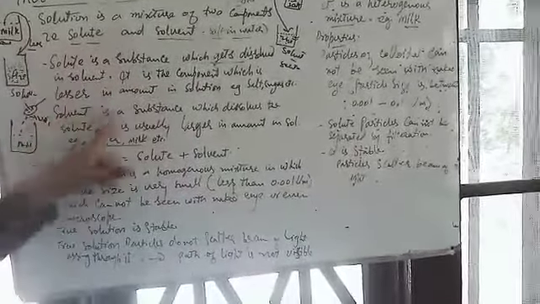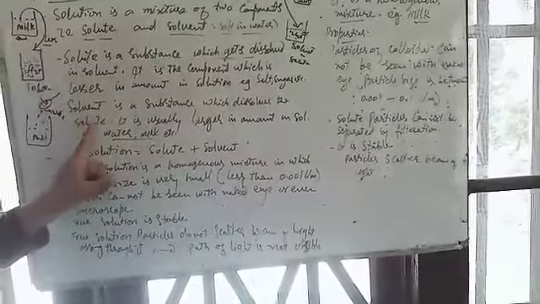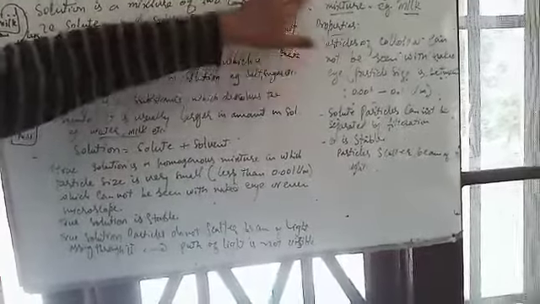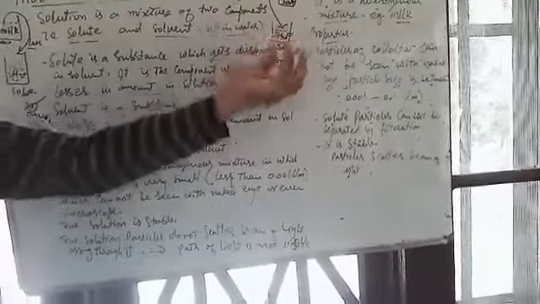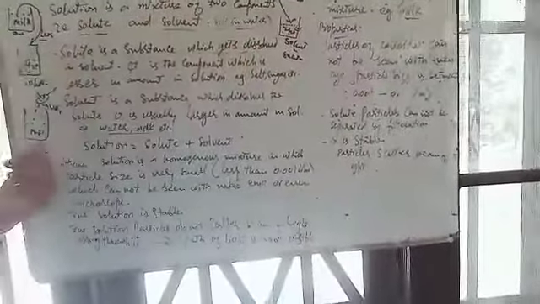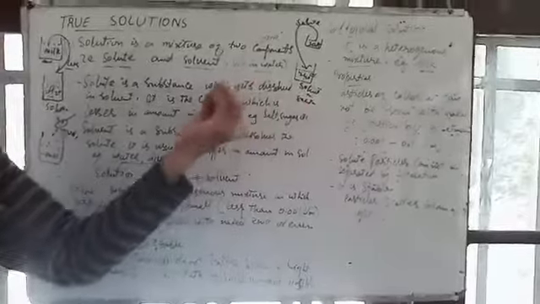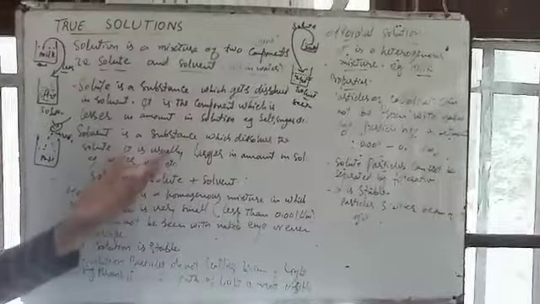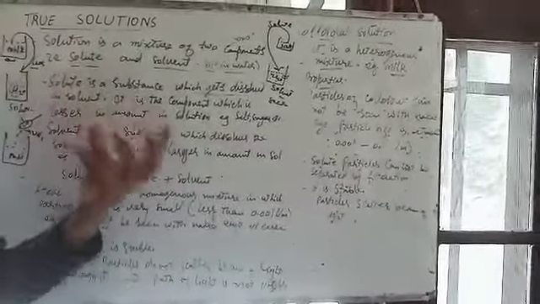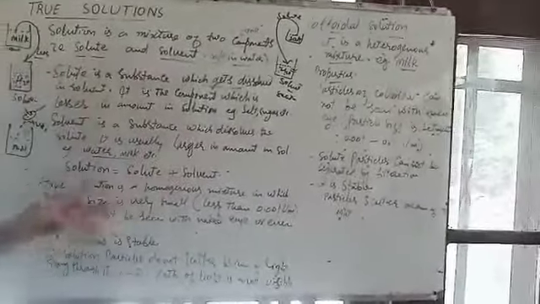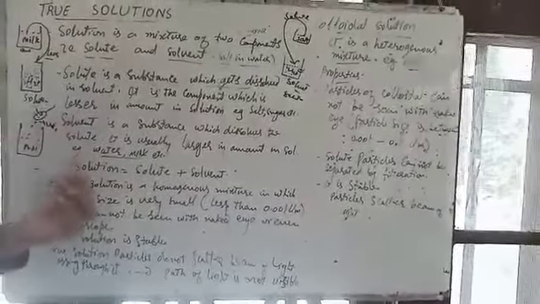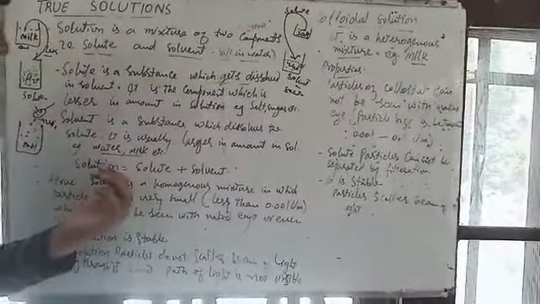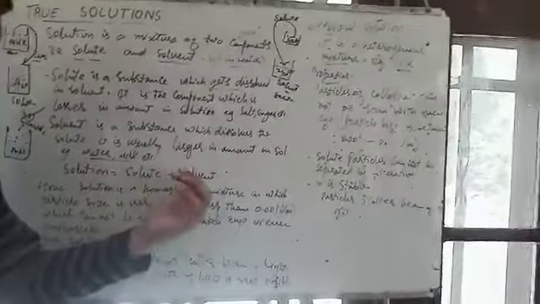Next, what is solvent? Solvent is a substance which dissolves the solute. It is a substance in which the solute gets dissolved. That is water here, or water here, or here milk. It is usually larger in amount. The substance which is larger in amount is the solvent. Either it may be water, it may be milk, it may be anything else. So what is a solution? A solution is equal to solute plus solvent.